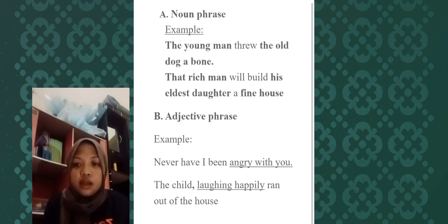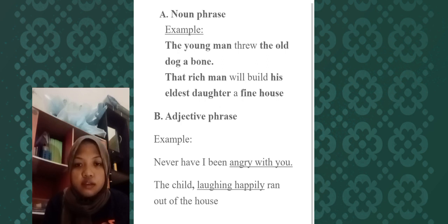Example: in this sentence, the noun phrase is "the young man," with "the" as a determiner, "young" as an adjective, and "man" as a noun. Why do you say a noun phrase?